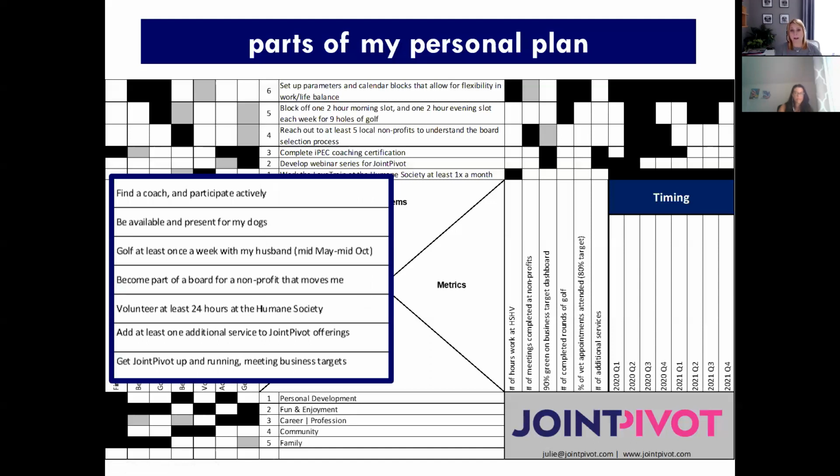So my goals for 2020 were to get Joint Pivot up and running and meeting our business targets, to add at least one additional service to Joint Pivot offerings, to volunteer at least 24 hours at the Humane Society, to become part of a board for a nonprofit that moves me, and to golf at least once a week with my husband from mid-May through mid-October, to be available and present for my dogs, and then to find a coach and then actively participate in that coaching process. So those are my goals for 2020.